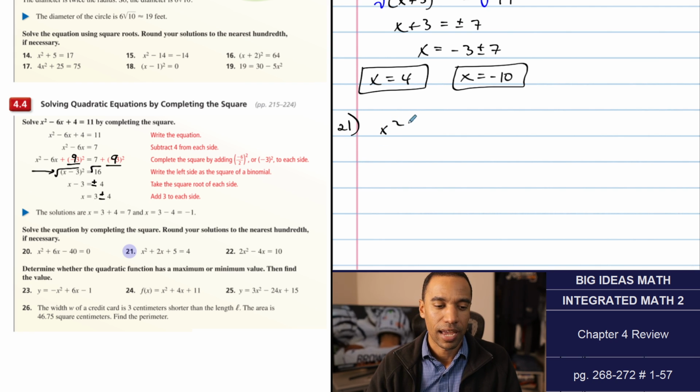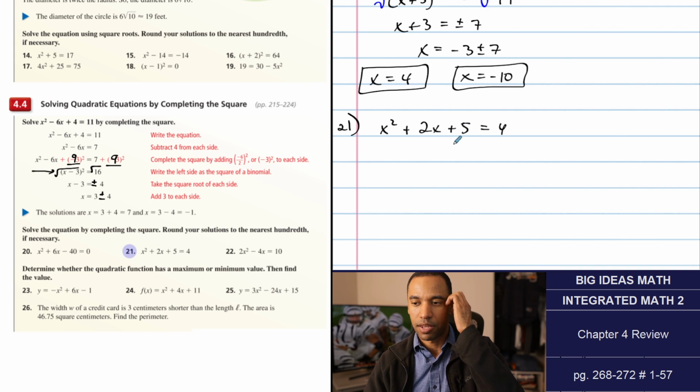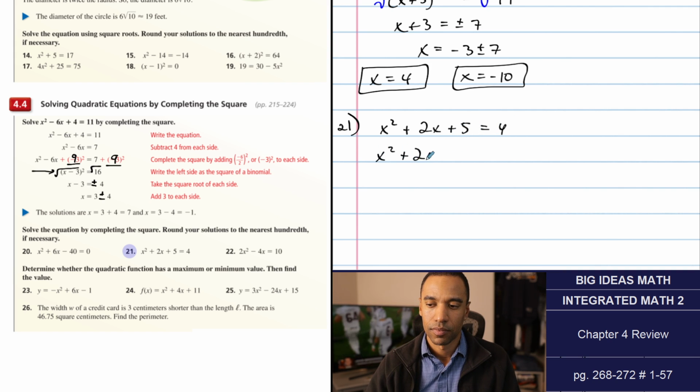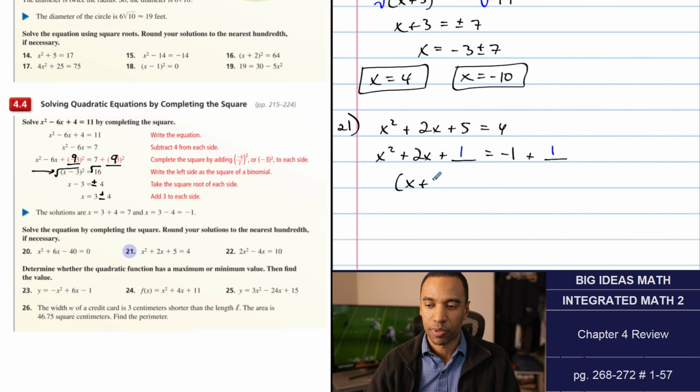Number 21, x squared plus 2x plus 5 equals 4. A little lot more of the same. I'm going to subtract that 5 over because it is not the one that I'm looking for, basically. 4 minus 5 is negative 1, and let's find the one I am looking for. 2 divided by 2 is 1. 1 squared is 1. We've seen that actually a couple times now if you followed my graphing problems. This factors to x plus 1 quantity squared, and negative 1 plus 1 is 0.